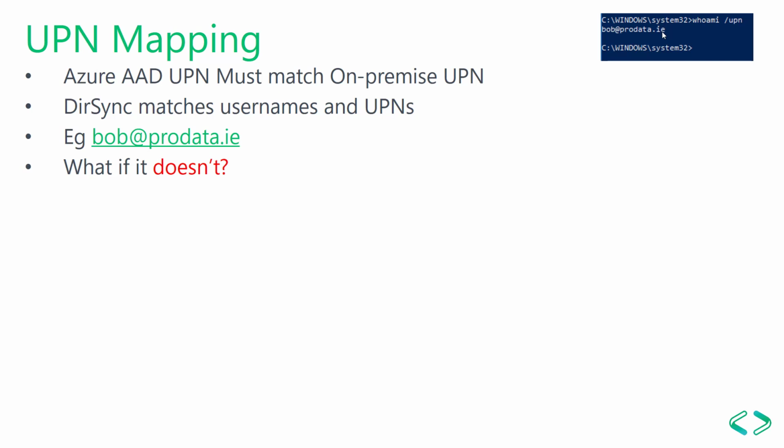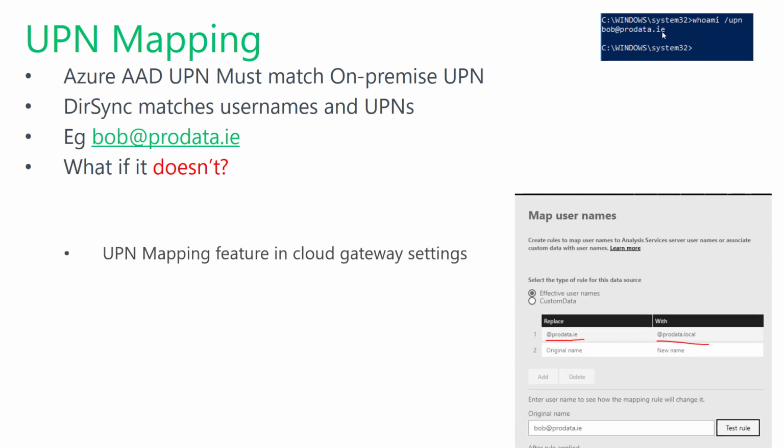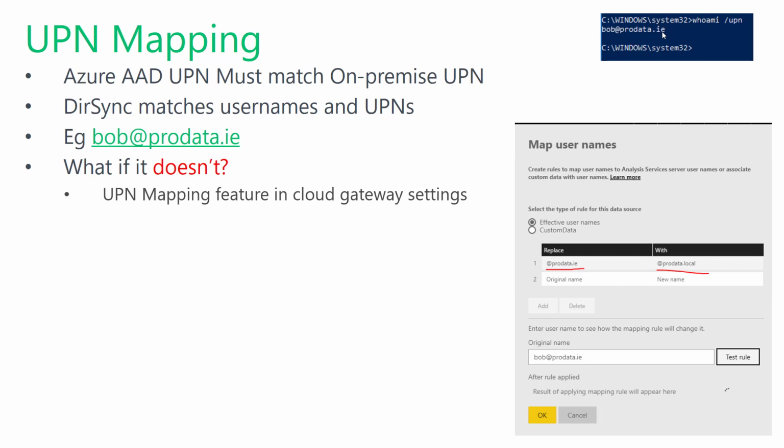What should happen is there's a tool called dirsync that's run that syncs the on-premise Active Directory. So they should match, but if they don't, one of the most common issues is the UPN suffix. For example, locally it could be at prodata.local. It might not be at prodata.ie, because that's our internet domain.